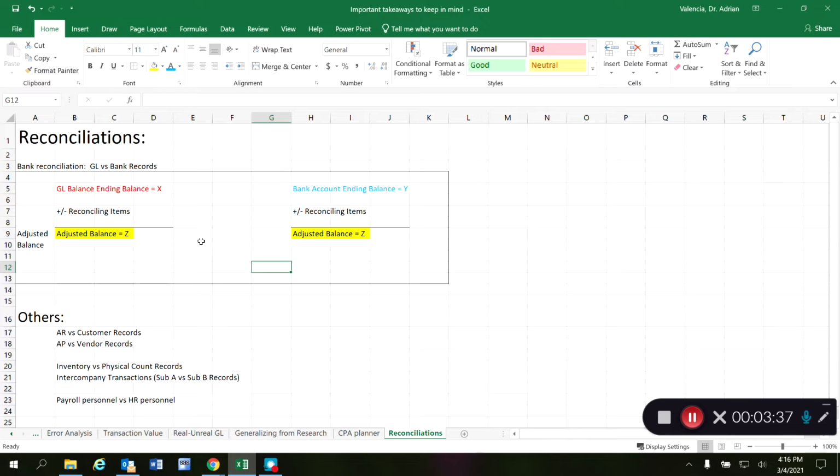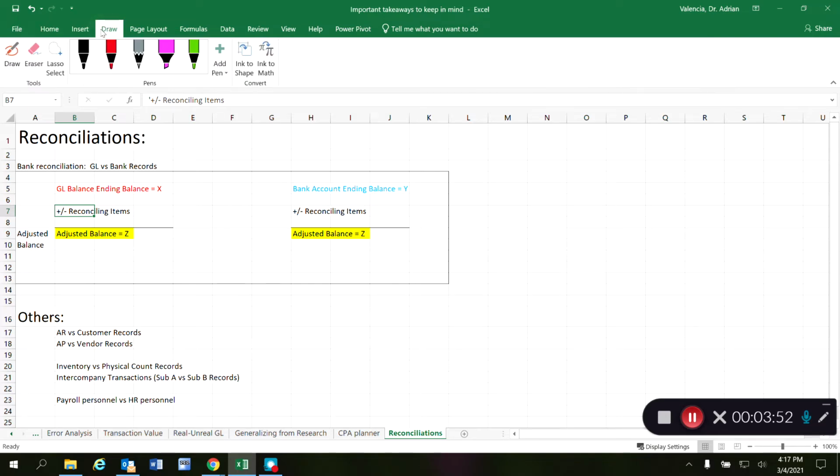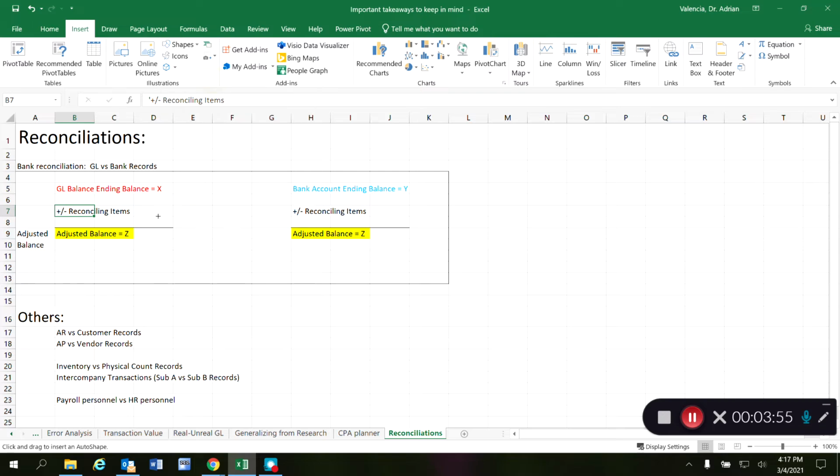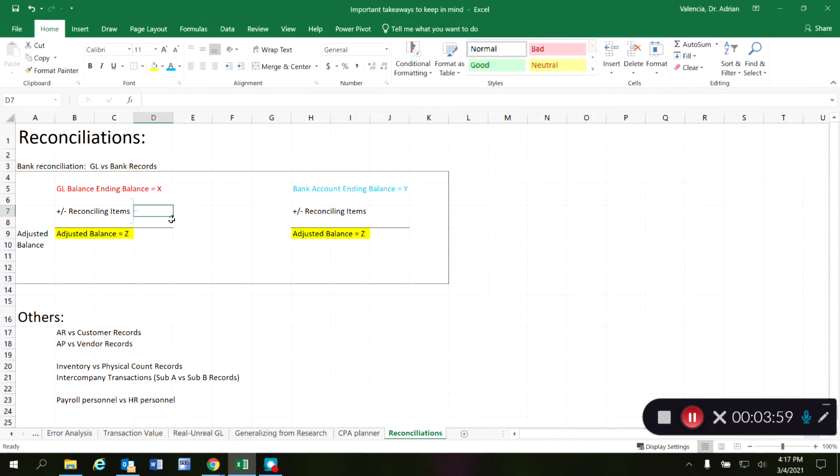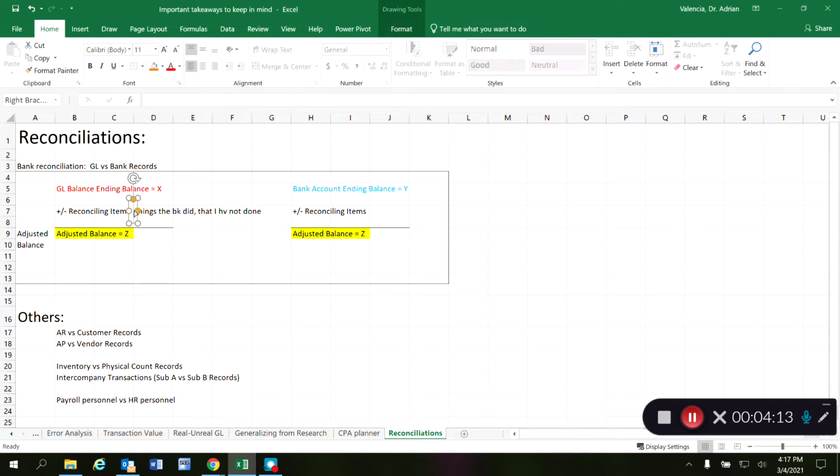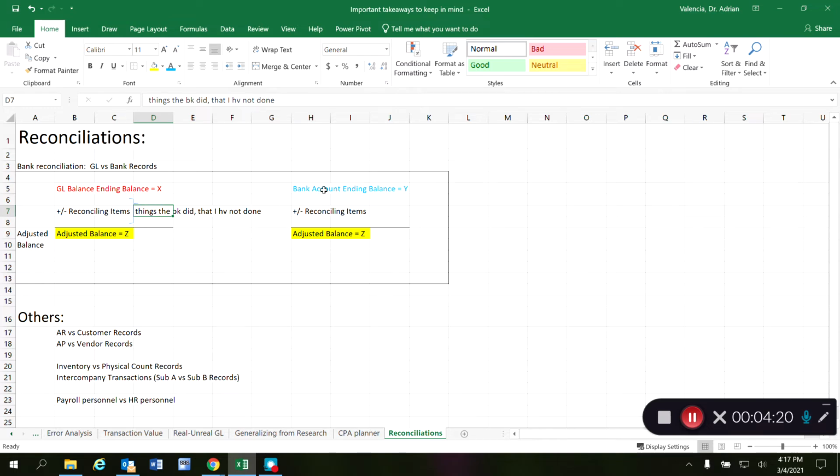But this is the main framework of a reconciliation, in this case, a bank reconciliation. Now, what's an easier way to think about these reconciling items? I like to think of it as follows. Let me draw a little bracket here. Instead of thinking of them as reconciling items, which they are, I'm just going to call these things the bank did that I have not done. Notice how simplistic this description is. Anything that the bank did in their records that I have not included in my records are the reconciling items that I have to include here.